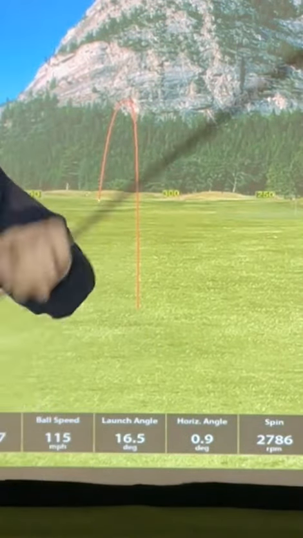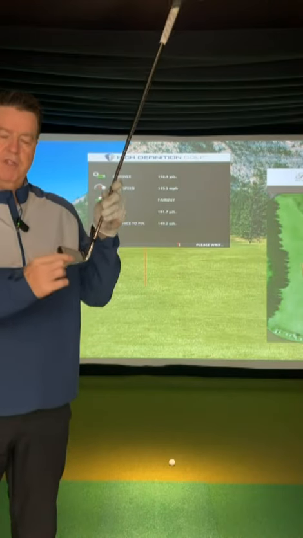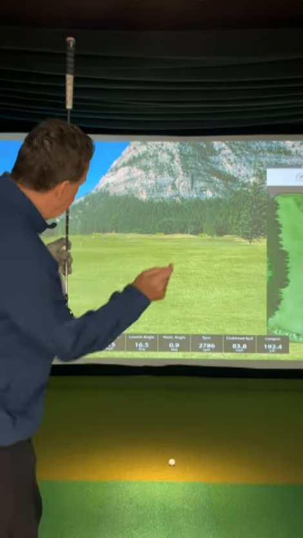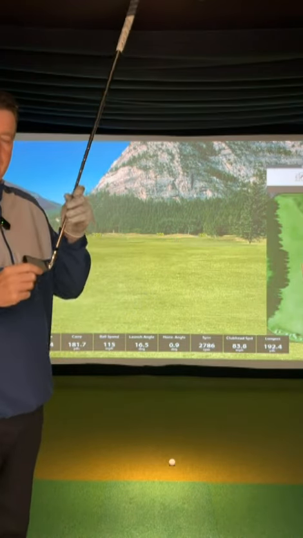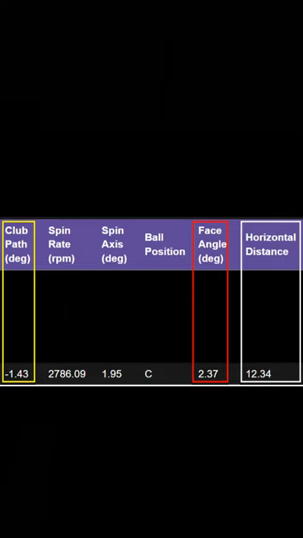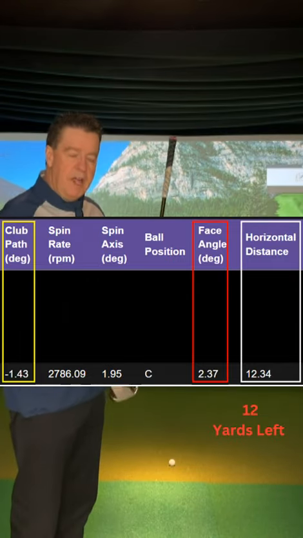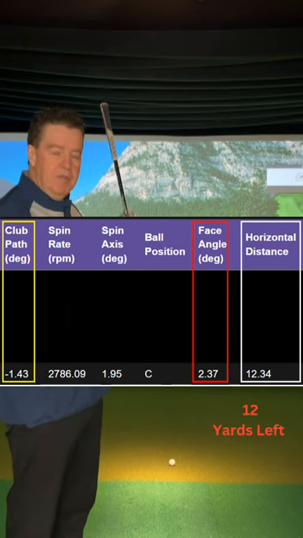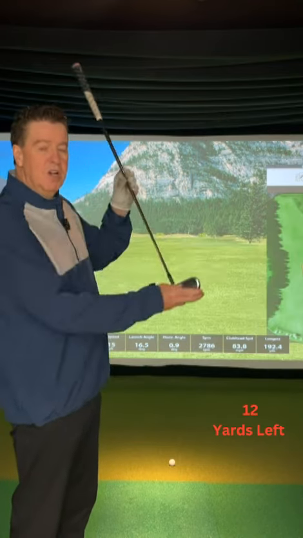There we go. So club face, pointed left, ball goes left. Inside out, ball goes left again because the path is swinging around the ball. So I have a 1.5 degree inside out path, and I have a 2.5 degree closed club face. So the club face was closed excessively in relationship to the path.